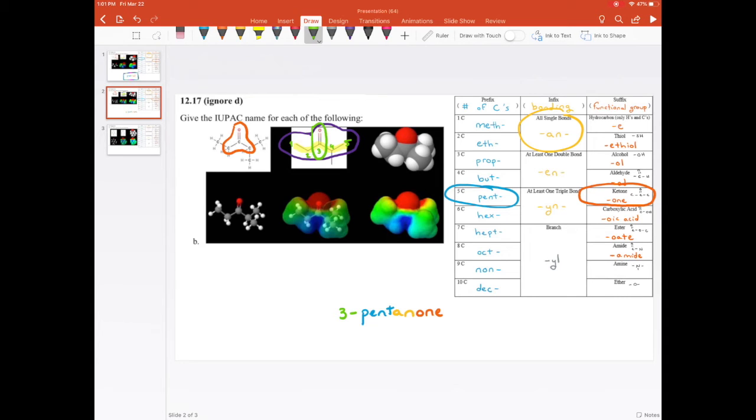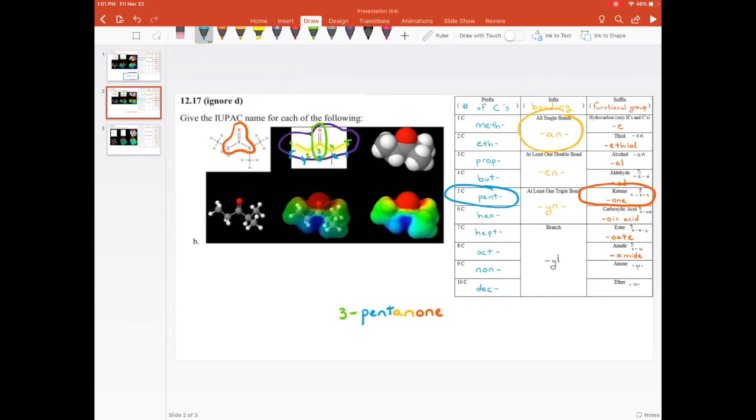Now we do have a branch. Now that we've named the backbone, let's move on to that. We have a branch, and it's attaching to the backbone on carbon number 4, the way we've numbered it. But you could imagine numbering it right to left, and if you did number it right to left, you would get 1, 2, 3, 4, 5.